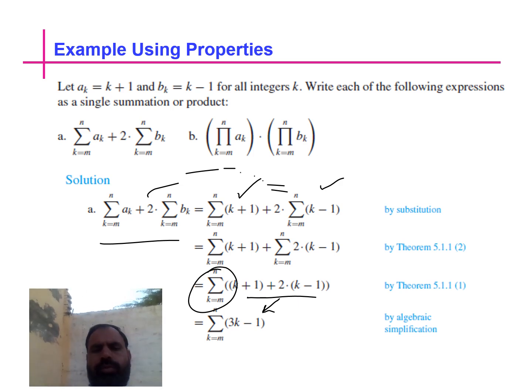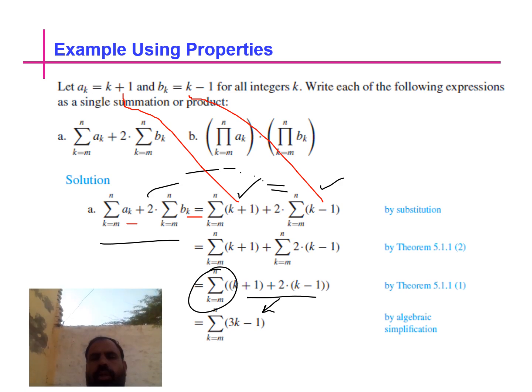Here is the solution of this part. By substitution, we put in the values of a_k and b_k, so this will become k plus 1 plus 2 times k minus 1. By the previous theorem, we can write these as one summation, and these two terms can be added, so k plus 1 plus 2 times k minus 1 will become 3k minus 1, k varies from m to n.